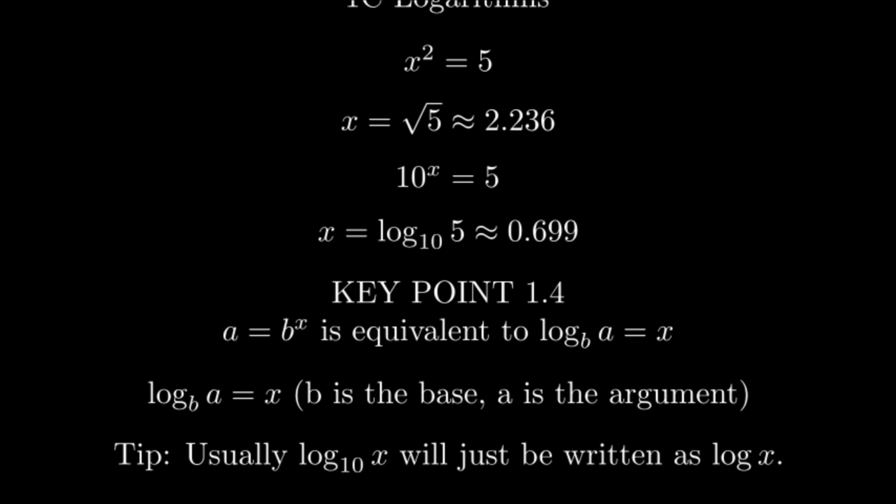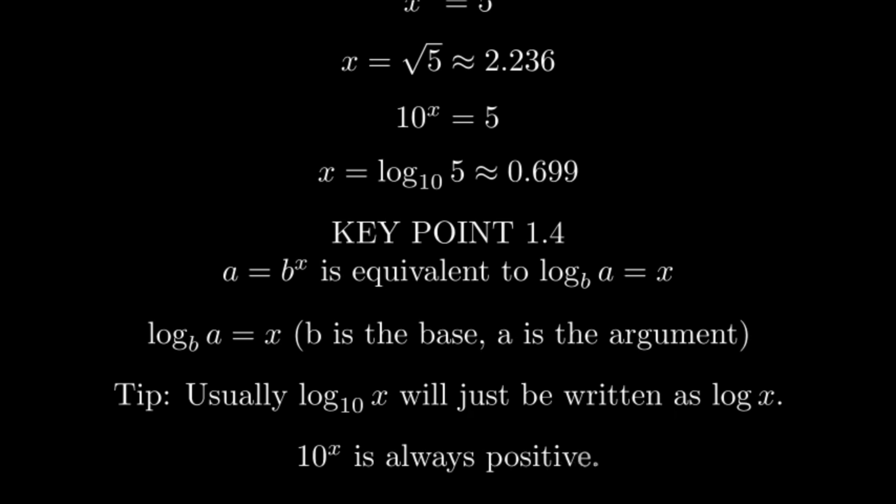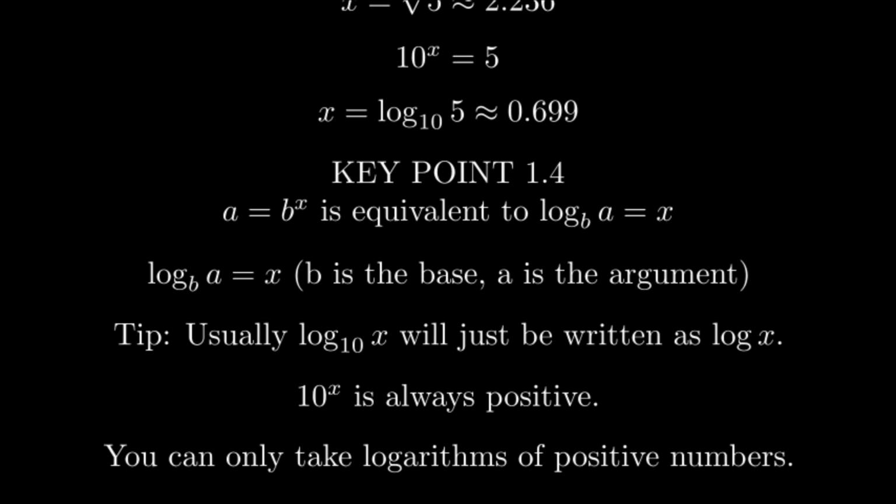One final important point. Think about the expression 10 to the power of x. Can this ever be negative? No. No matter what real number you choose for x, 10 to the x will always be a positive number. Since 10 to the x is always positive, it means there's no answer to a question like what exponent gives -2. You can't raise 10 to any power and get a negative result. Therefore, the argument of a logarithm must always be a positive number. You can only take the log of a positive number.